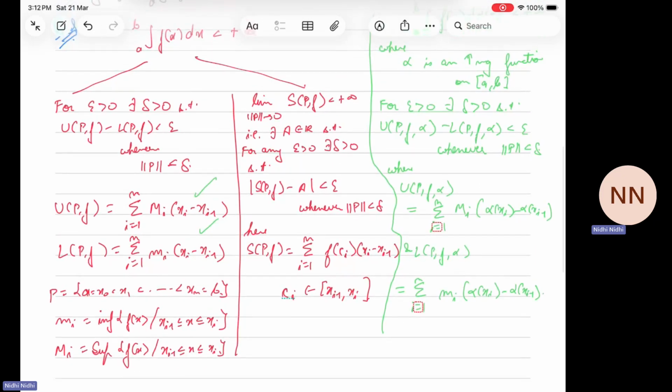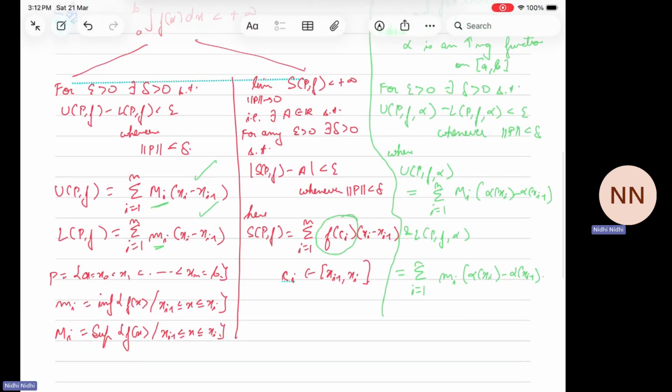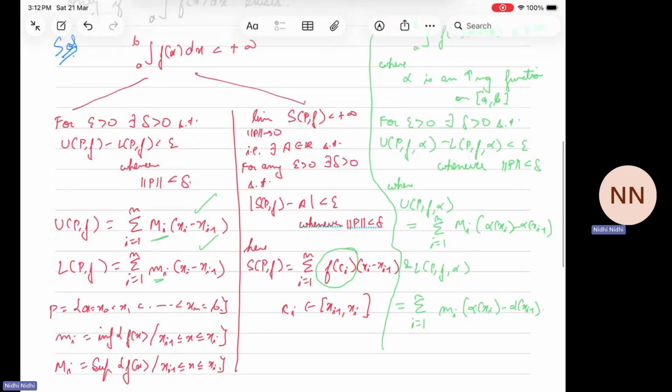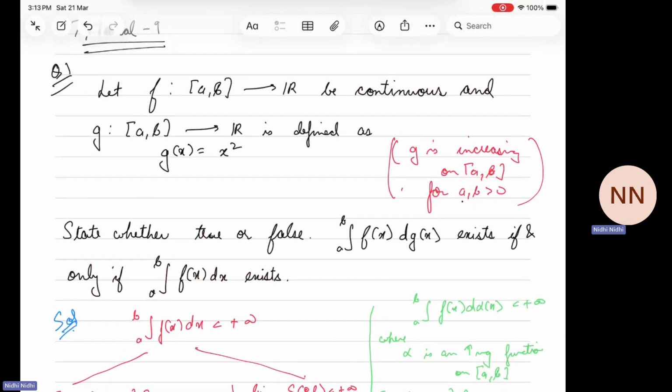So via the U(P,f) and L(P,f) approach, we take the supremum and infimum. Via the Riemann sum approach, we take the value of the function at any specific point in the interval. And while looking for the Riemann-Stieltjes integral, x_i minus x_{i-1} is replaced by alpha(x_i) minus alpha(x_{i-1}). So the problem says that if f is a continuous function and g(x) equals x squared, clearly increasing when a and b are positive, we need to see that this integral exists if and only if the function f is Riemann integrable.